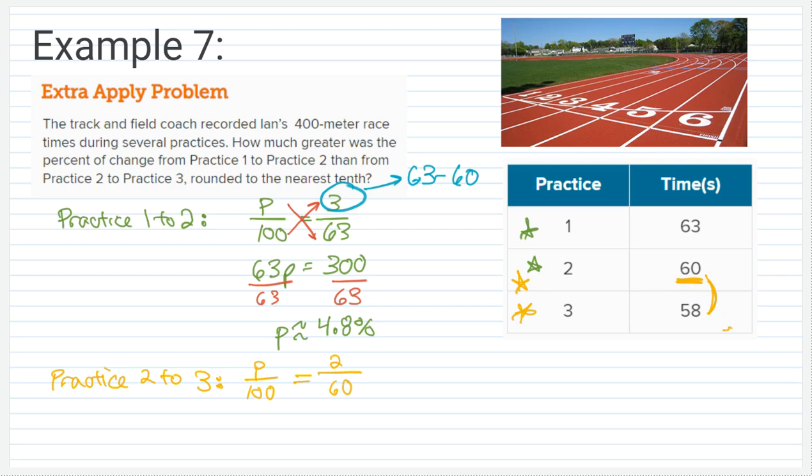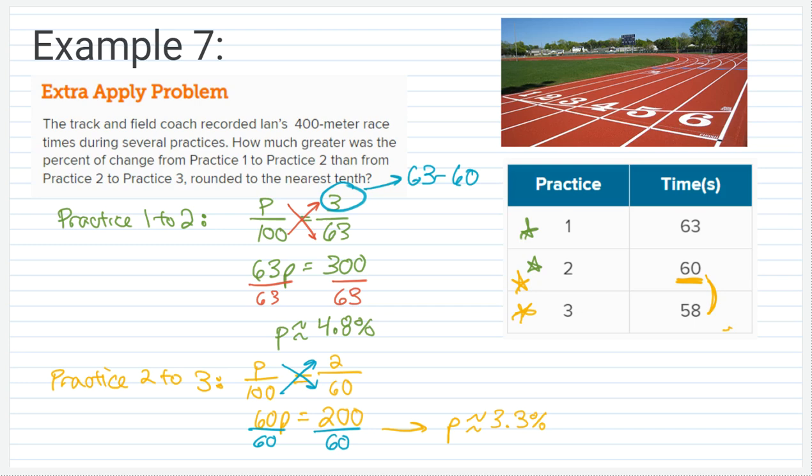Then we're going to do our cross products now that we have our proportion set up. So P times 60, 100 times 2. We're going to have 60P equals 200, and then 200 divided by 60, because we have to divide both sides by 60, since P is being multiplied by 60. The inverse tells us we have to divide, and we're going to find that our percentage is approximately 3.3% if we just round to the nearest tenth like the problem asked us.